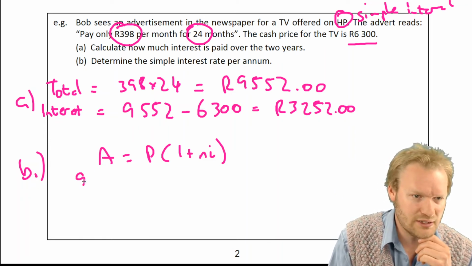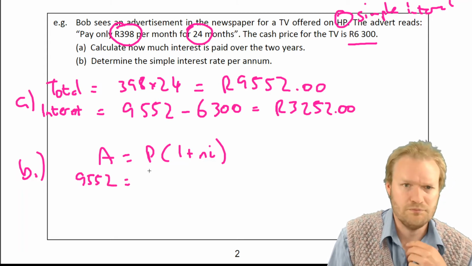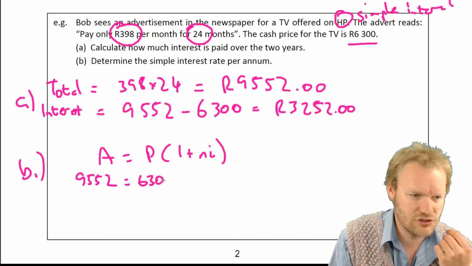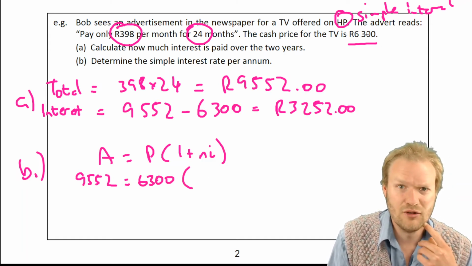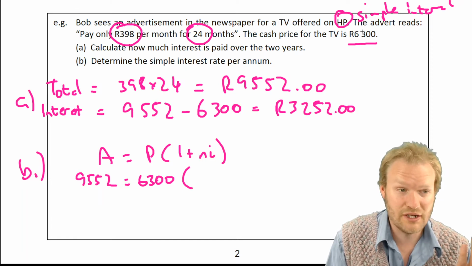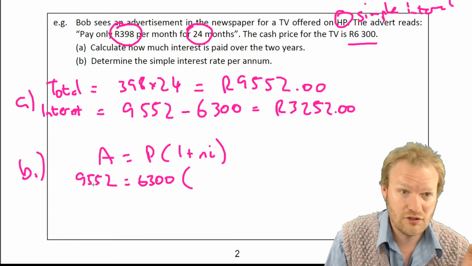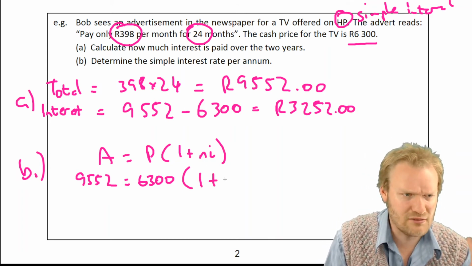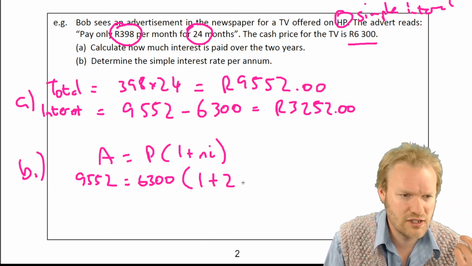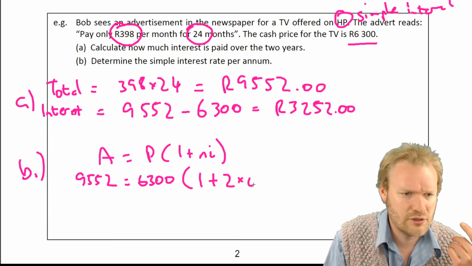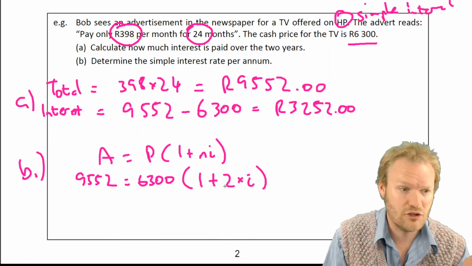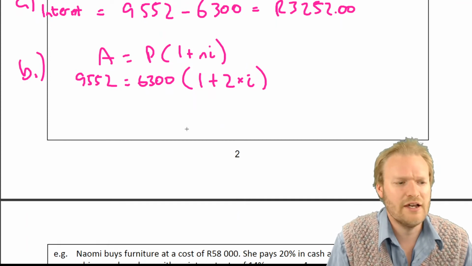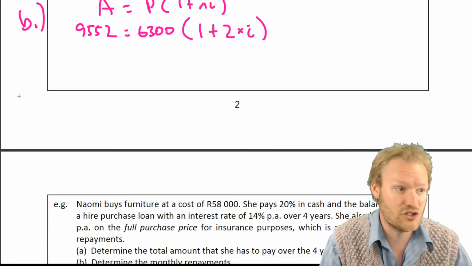Well, we know what A is. A is that amount, 9552. And how much did we put in principally? Well, the 6,300. So the TV would have cost 6,300, but it's grown to 9552. So that's how much is paid altogether. 1 plus n, the number of years, 2 years. Interest rate, well, we don't know what that interest rate is. So we've got one equation, one variable, therefore we can solve. So it's up to you how you solve your equation now.